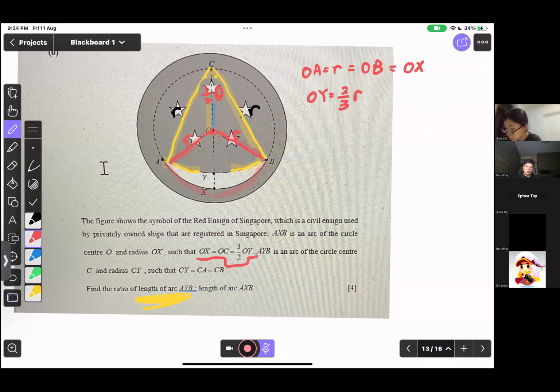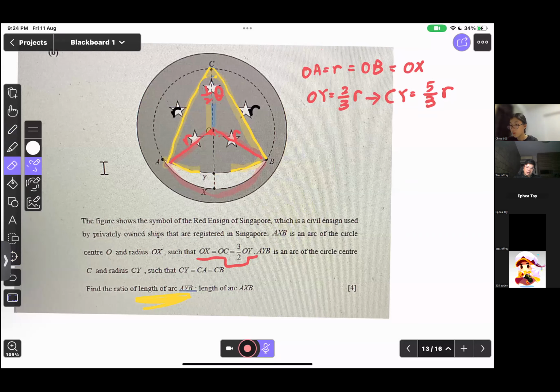So if you know that OX is R, then 2 over 3 plus 3 over 3 is 5 over 3. Correct, right on the dot. This will tell you that CY is 5 over 3 R. Is that okay?